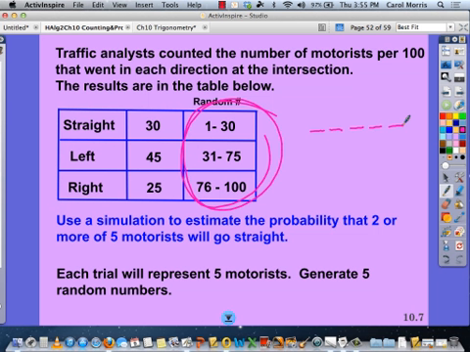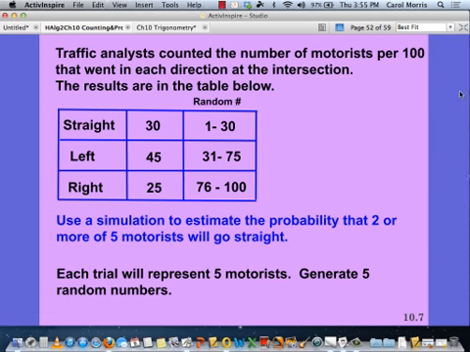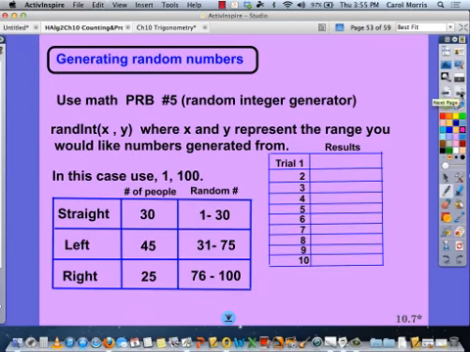To do that, we're going to use our graphing calculator, and we will generate 5 numbers, and we will come up with another piece to this table. So take a good look. Using our graphing calculators, find your math key, then arrow over to PRB, which stands for probability, and under the probability, you will look at choice 5, which is RAND, for random, int for integer, random integer, choice 5.